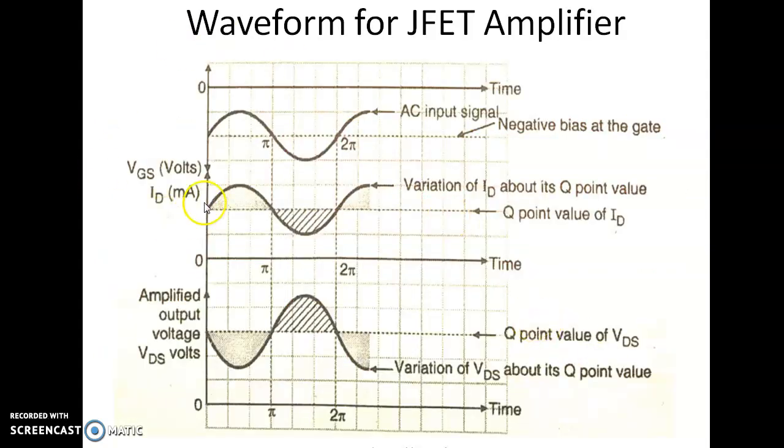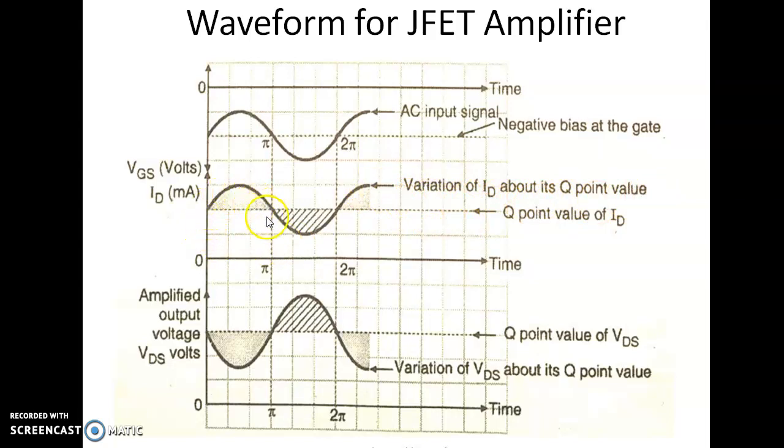Now the waveforms. Here the x-axis is representing time, and the y-axis is representing voltage. This is the AC input signal, with negative bias at the gate. We can see the signal changing from 0 to pi, pi to 2 pi. From 0 to pi there is the positive half cycle, and from pi to 2 pi the negative half cycle of the input signal. There is a Q point value of ID, and this is the variation of ID about its Q point value.